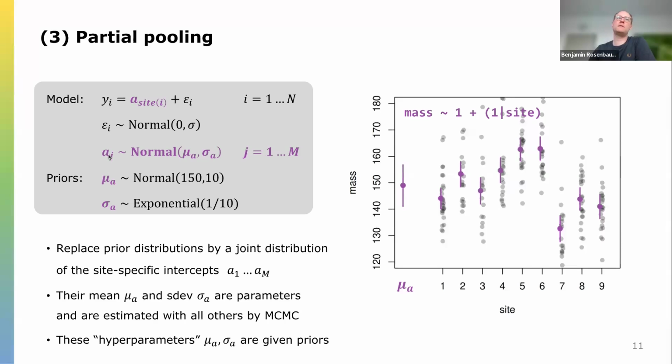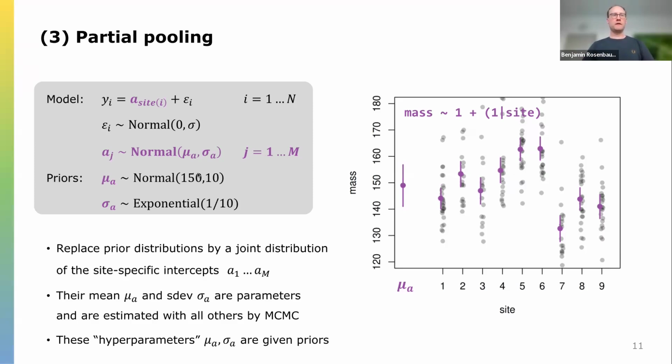So all the intercepts, the site-specific means, have a joint mean and a joint standard deviation. And this is for each level, so here from 1 to 9. So we have 2 additional parameters. We can assign both of them priors, but these are now 3 parameters of the model itself. So they are estimated in the model fitting process, in the MCMC, or also maximum likelihood, if you want to write this down as a maximum likelihood problem.